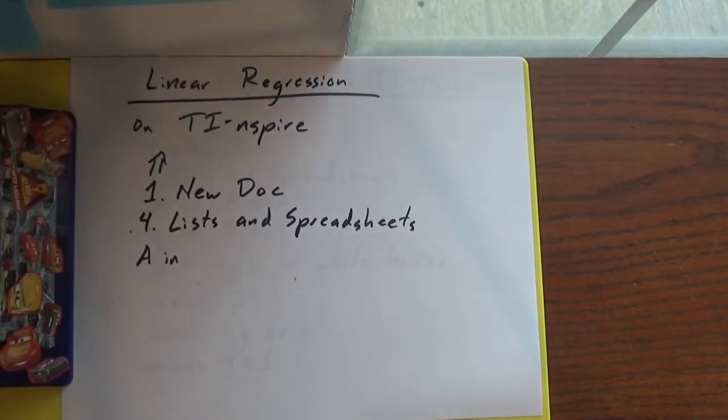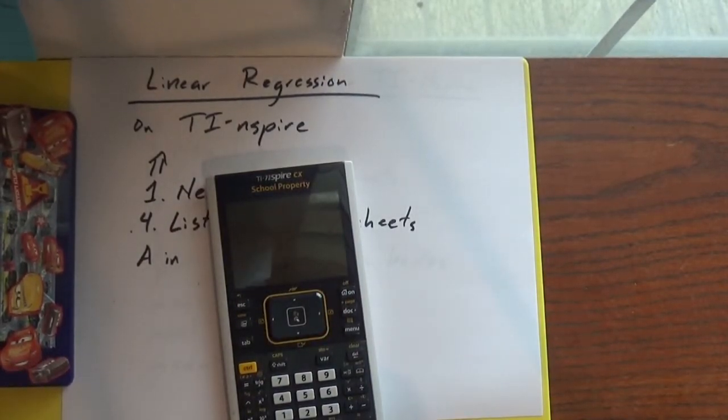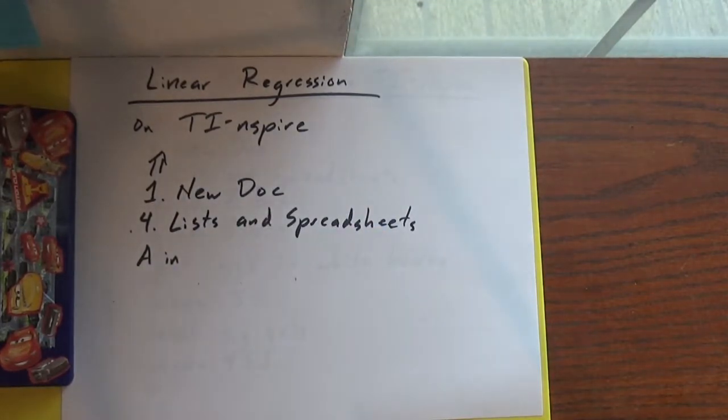Alright, linear regression. In my class we use the TI nSpire. There's different directions for an 84 and for whatever other calculators you have. But I'm going to cover the nSpire because that's what we use.